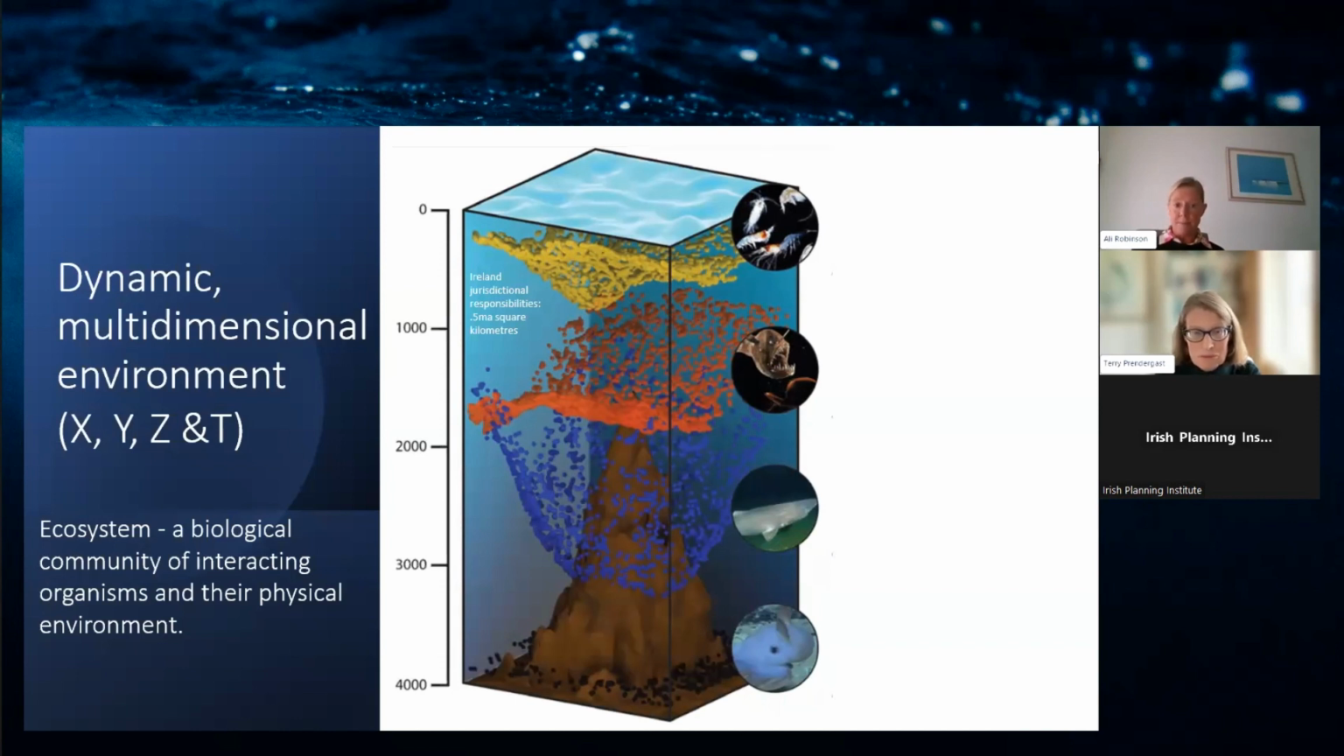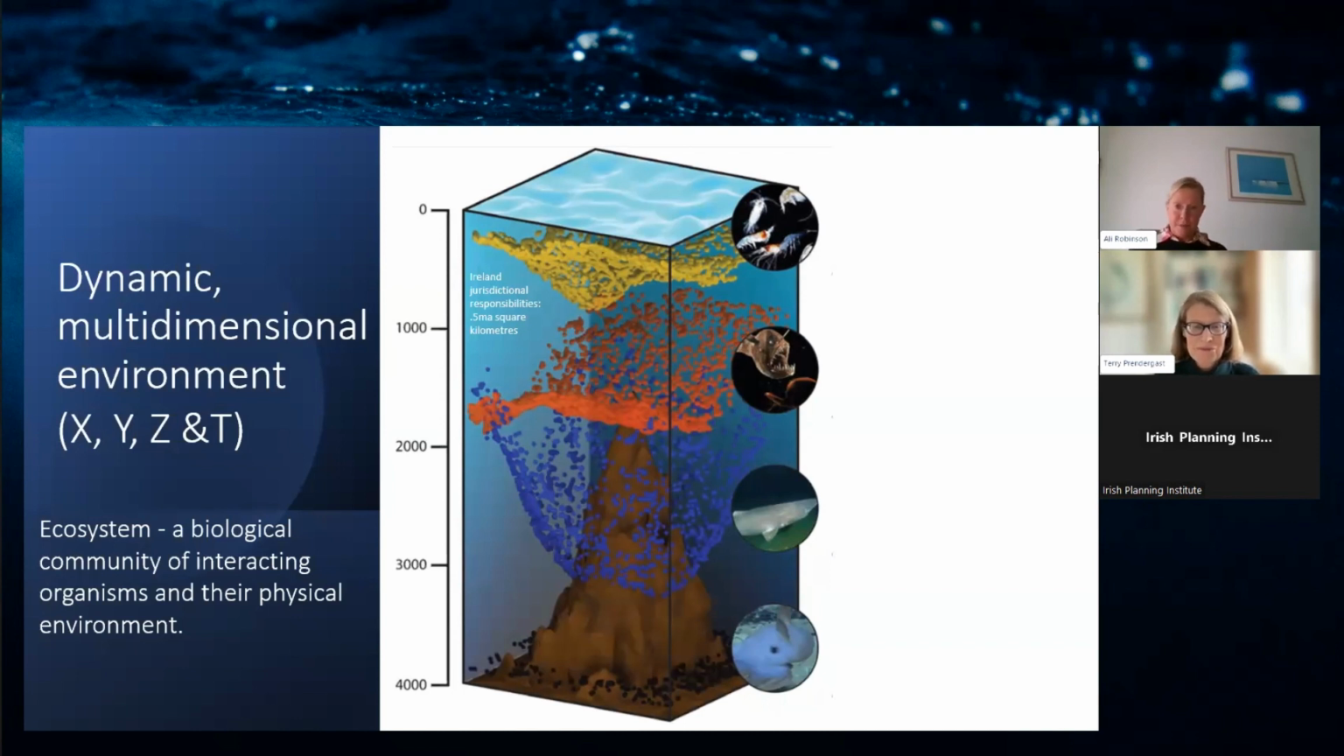Z is our depth profile, and T is time. So again, GIS elements in planning, it's talking about the spatio-temporal dimensions of the ocean. Now, I don't know about anyone else on the call, I'm very comfortable in the 3D marine environment. I've yet to experience the 4D environment. So if anyone has, put their hand up afterwards and tell us about it.